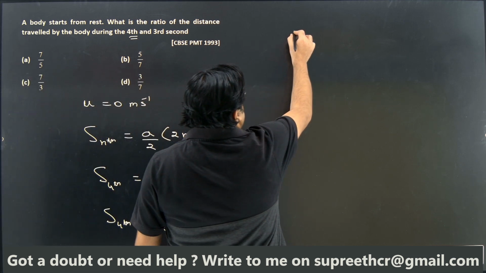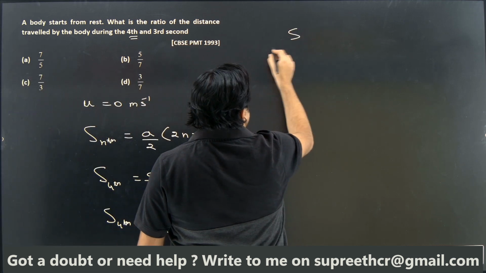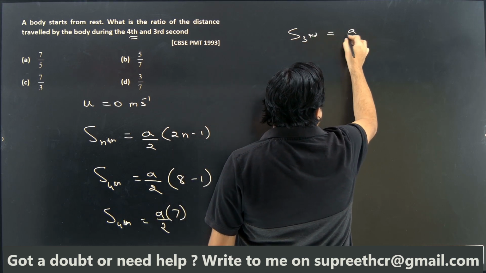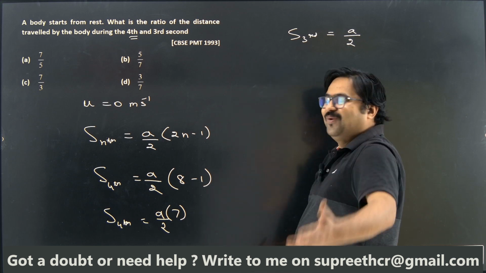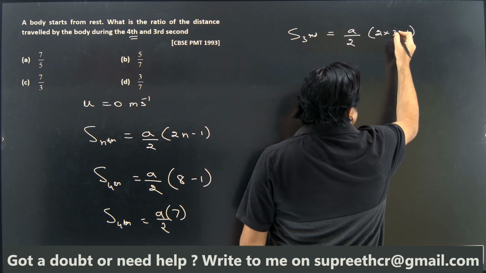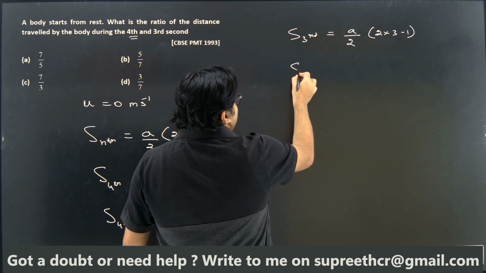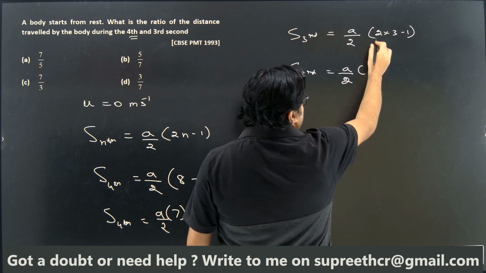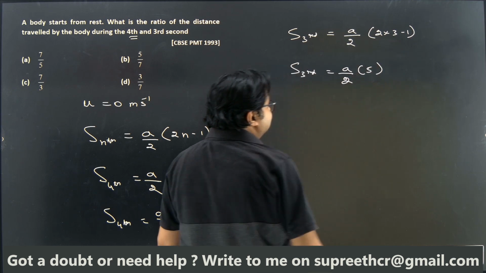Let's also talk about what is the s for 3rd second. That's what the question asks us to do. That would be equal to a by 2 once again, because anyway u is 0, into 2 multiplied by 3 minus 1. So s third would be a by 2 multiplied by 2 into 3 is 6 minus 1, that's 5.